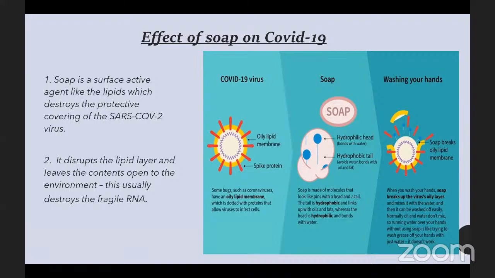and breaks it. So when we wash our hands with soap, if there is COVID virus in our hands, the hydrophobic part of the soap molecule attacks the oily lipid layer and breaks it, and the other hydrophilic part mixes with water. So it can be washed off easily. But if we wash our hands only with water, it can't break the lipid layer of the virus. So washing hands only with water will not be effective in any way.